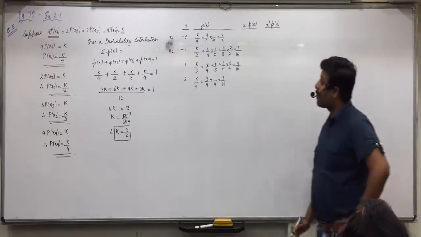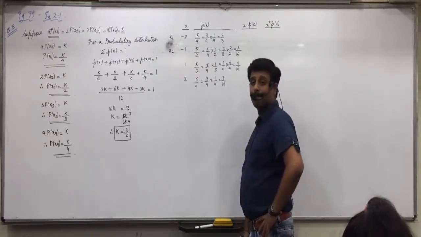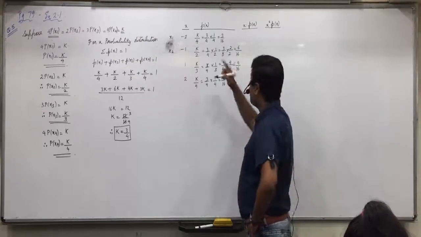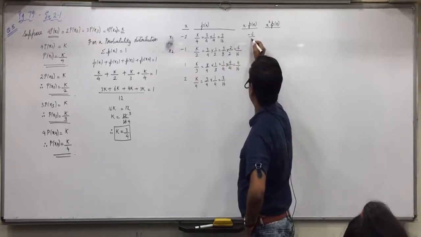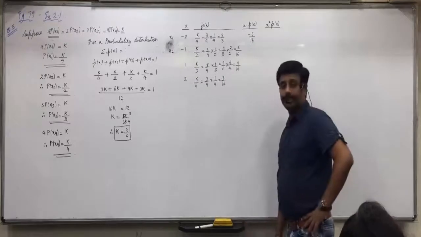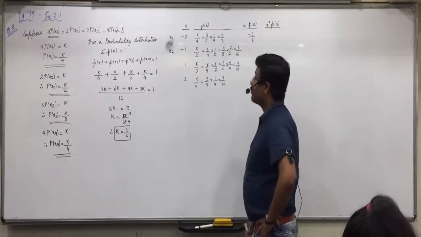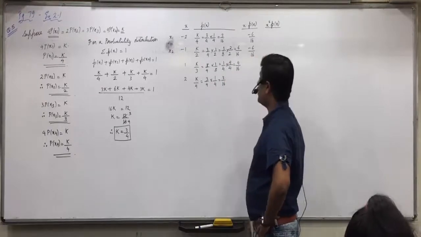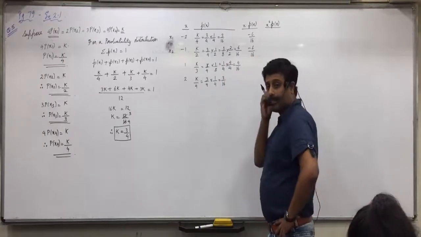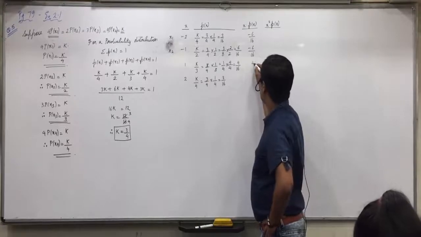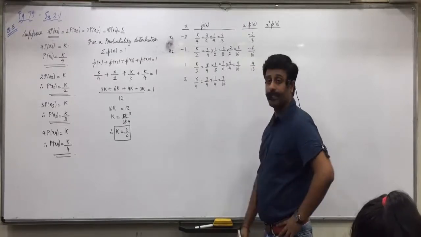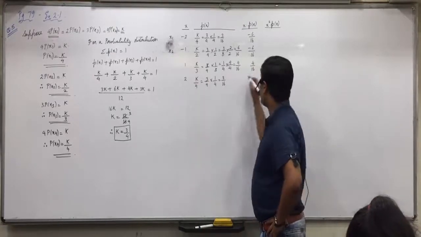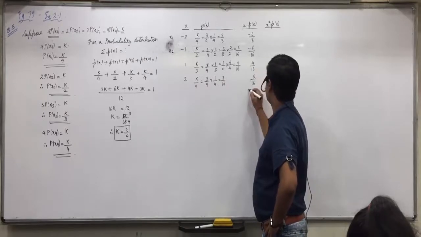Minus 2 into 3, minus 6 by 16. Minus 1 into 6 by 16, minus 6 by 16. 1 into 4 by 16, 4 by 16. 2 into 3, 6 by 16.